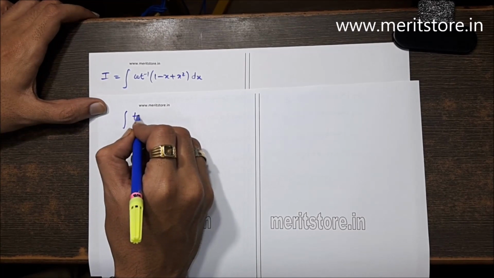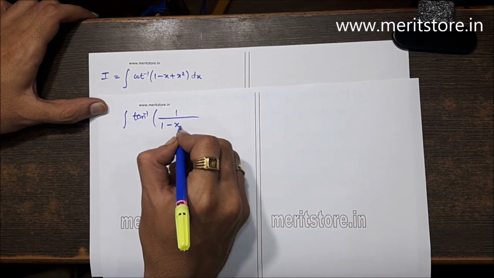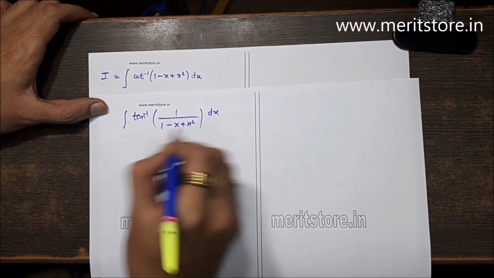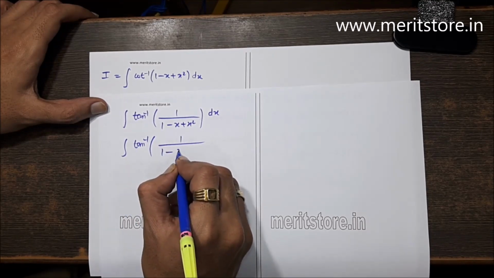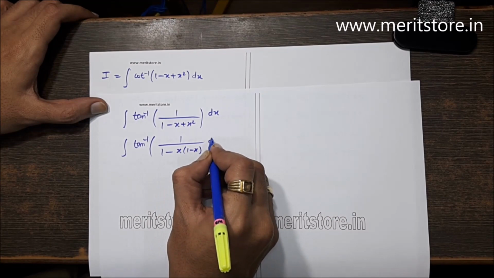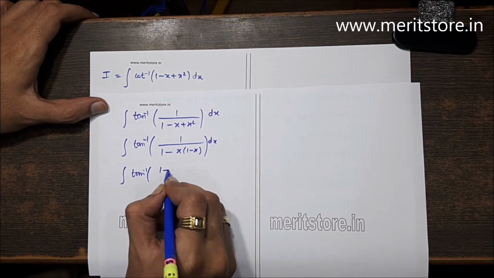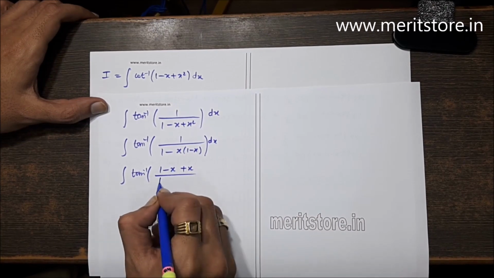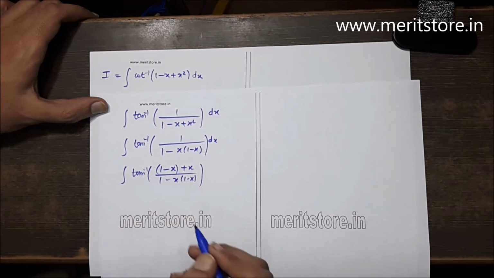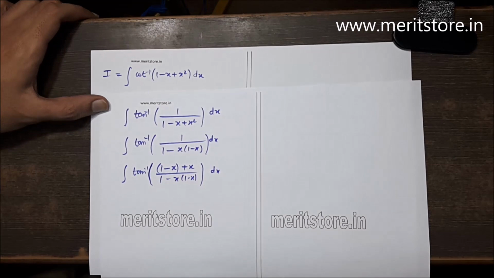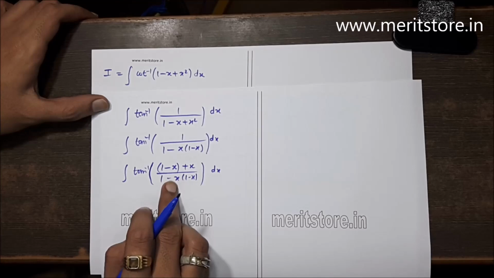We'll write this integral as tan inverse of 1 upon 1 minus x plus x square. Simplifying, tan inverse of 1 upon 1 minus x, taking the x common, so I'll get this as 1 minus x, dx. Now looking at this denominator, we are going to adjust the 1 in the numerator as 1 minus x plus x upon 1 minus x into 1 minus x, where this 1 minus x will be treated as one entire term. Now observe, this becomes the formula of tan inverse of x plus y upon 1 minus xy.